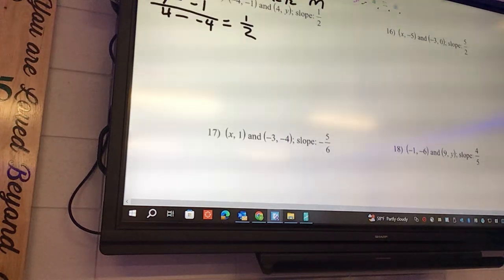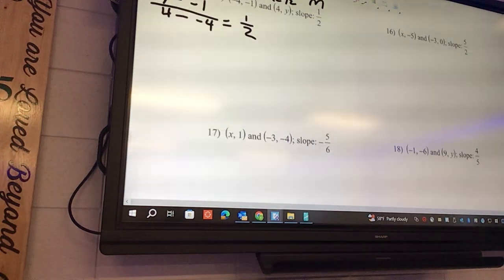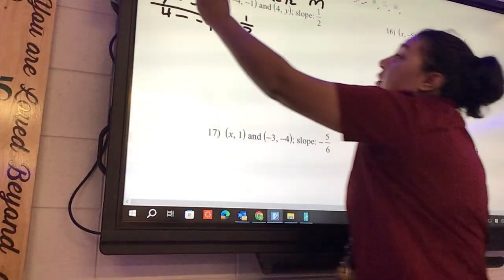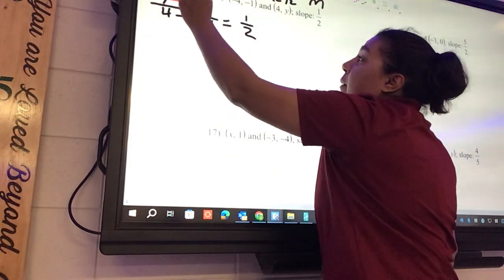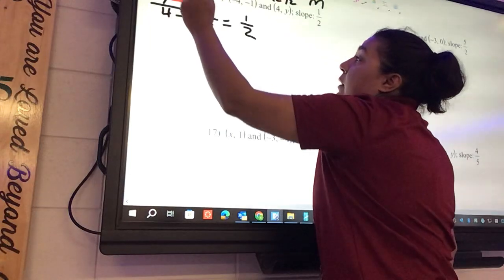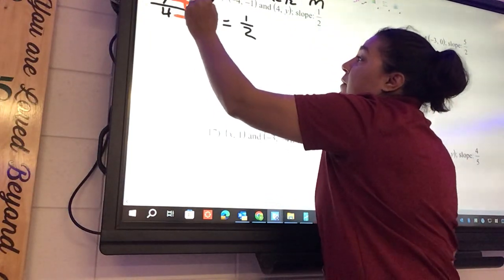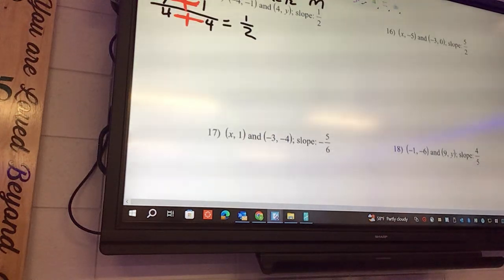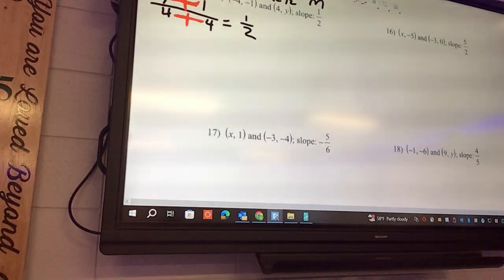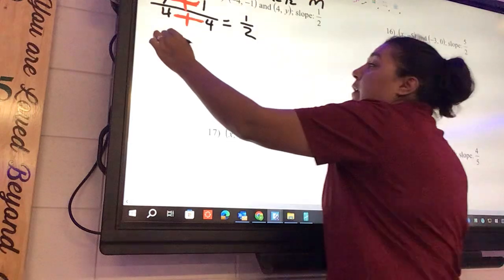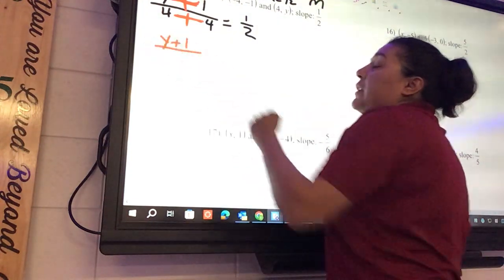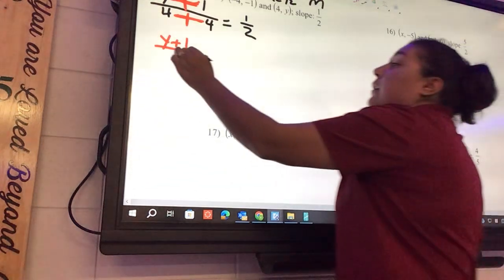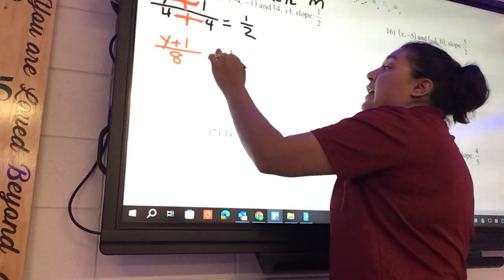What does a minus make when they're right next to each other? Positive. So go through and change this. This is minus, so this is really going to be plus. Y plus 1. This is going to be 4 plus 4. If we're just looking at the top, y plus 1 stays y plus 1. What is 4 plus 4? 8. And then we get equals 1/2.